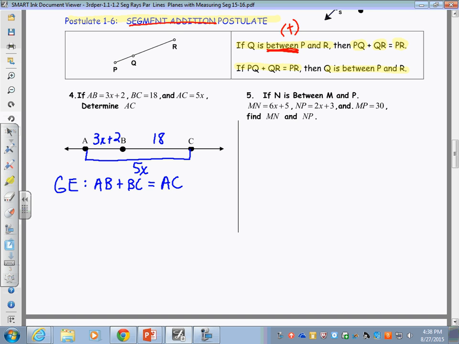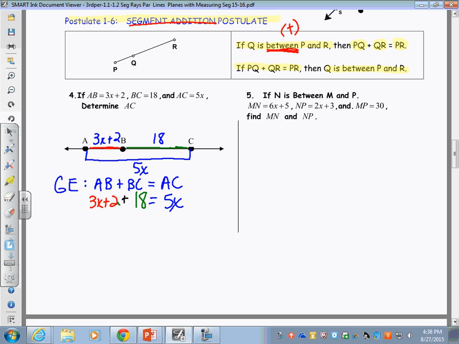And then from there, now I can substitute my values for each part. I know AB is the 3x plus 2, because that is this segment here. And then BC, that would be plus 18. Those two parts together make the whole segment, which is 5x. And then now we're back into algebra skills, our prerequisite skills that we were checking on the review packet. So from here, we expect you to combine like terms and solve for x.